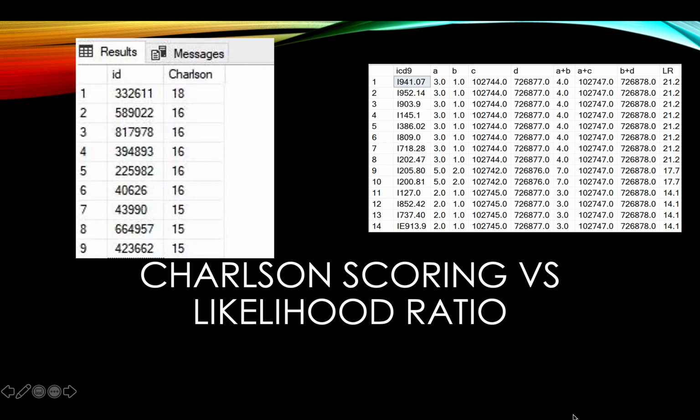Now here we can see the data. We present the data, which includes the number of patients, and also, after cleaning the data, the number of records that was used in the analysis is all present. And as you can see, Charlson scoring is on the left versus likelihood ratio on the right.